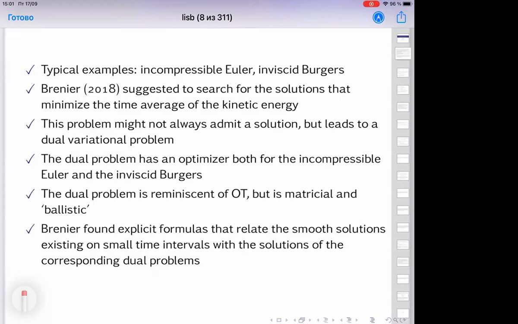And Brenier found some explicit formulas to relate the smooth solutions. So if you have a smooth solution of your original problem, then at least on a small time interval, you can find a smooth solution of the dual. And he found formulas to relate the primal problem and the dual problem.